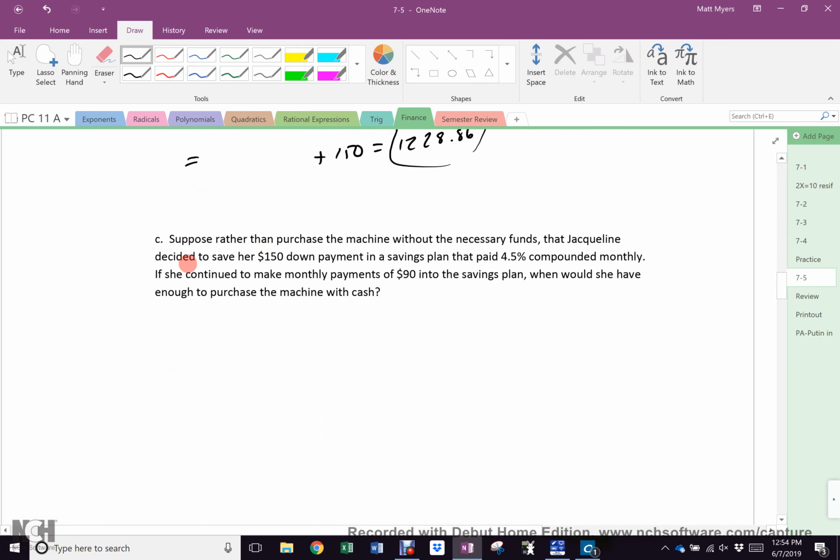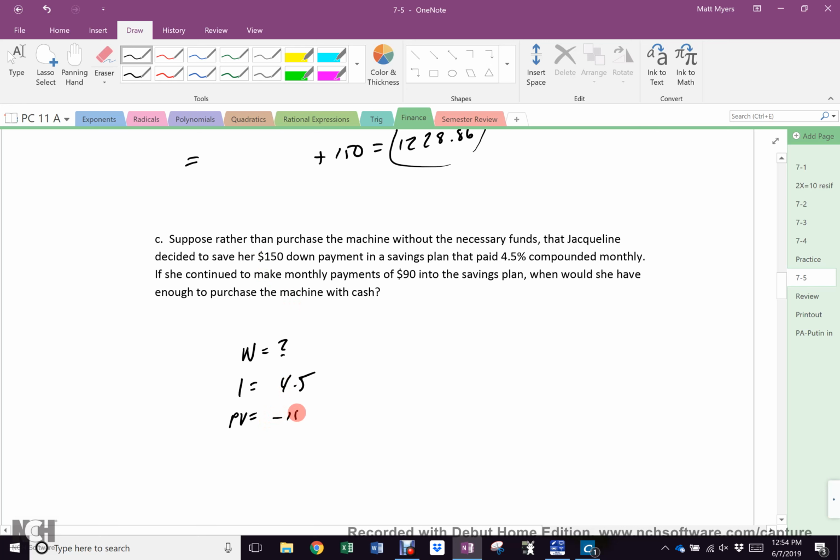What if she wants to save the 150, 4.5% compounded monthly, and $90 in? Now could she use her TVM? We could use the TVM if we wanted, or we really need to use the TVM here, right? Because we're paying $90 every month. So if I ran this through the TVM, my N is what I don't know. What is my interest? 4.5. What's next? Present value. How much did she pay out at the beginning?